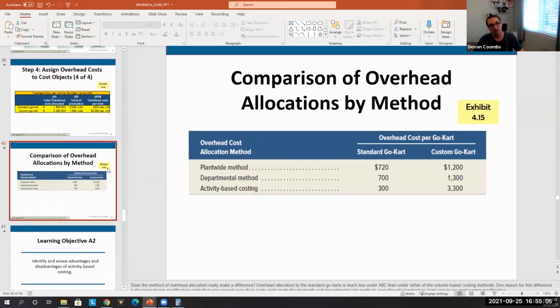So hopefully we see that's a pretty comprehensive example with the math behind it for every single method that you'll be testing on: the departmental, the plant-wide, and the activity-based costing. Any questions?